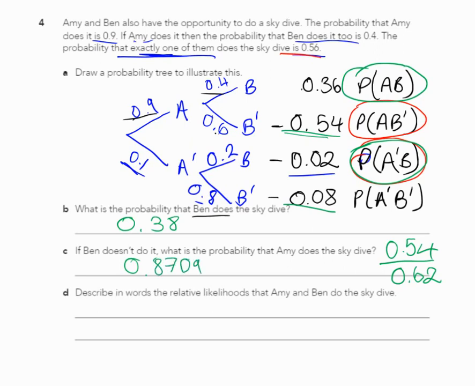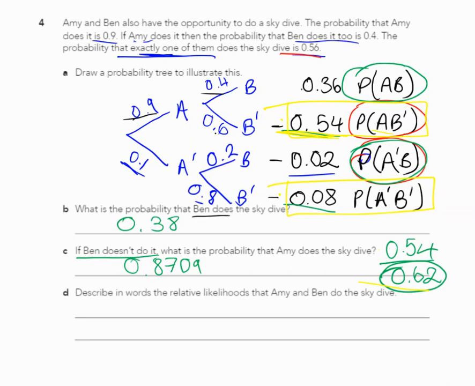So this is a conditional probability. The condition is Ben doesn't do it. So that's why that probability has to go on the bottom. If we circle this in yellow, the probability that he doesn't do it is this one and the probability of that one. So that's why that 0.62 goes on the bottom. Out of those two scenarios, the probability that Amy does do it is that 0.54, and that's why you take that and divide it by that.